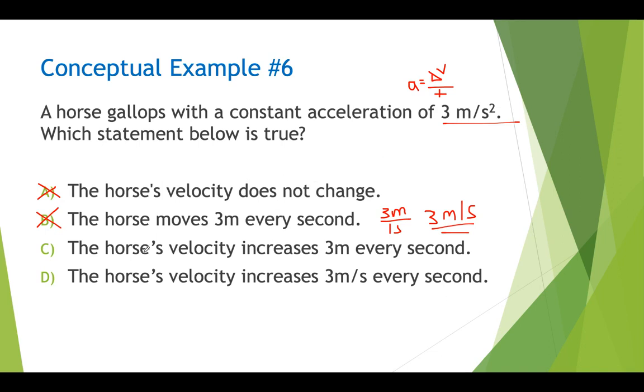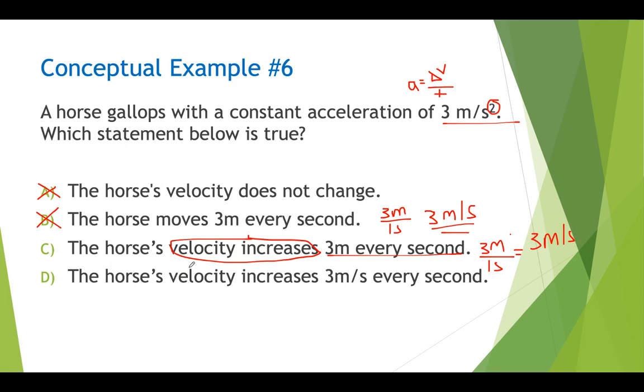And C, the horse's velocity increases 3 meters every second. We do know that acceleration is change in velocity, so if velocity is increasing, technically that means acceleration. But take a look at these units here. 3 meters every 1 second is really 3 meters per second. So although the wording says the velocity increases, the units are not dimensionally consistent. In order to receive an acceleration rate, we have to have meters per second per second. So that seconds there would need to be squared.